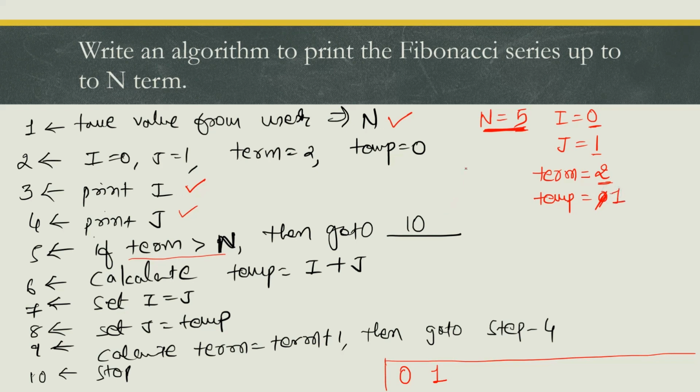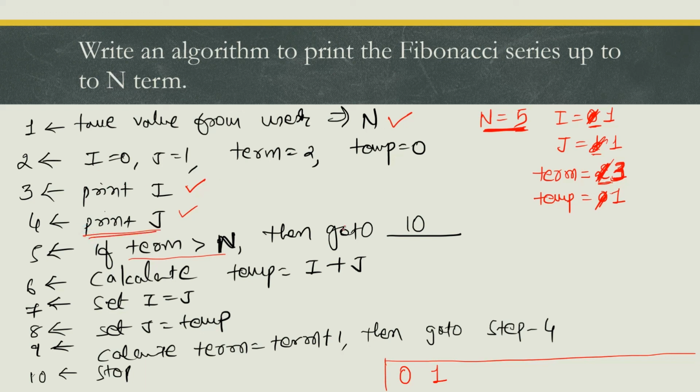Set I is equal to j. What is the value of I? 0. It will be assigned the value of j, 1. J is equal to temp. What is the value of temp? 1. Now value of I is 1, j is 1. Term is equal to term plus 1. What is the value of term? 2. It will be incremented by 1. Term plus 1, that is 2 plus 1, 3. It would be 3. Then go to step number 4.